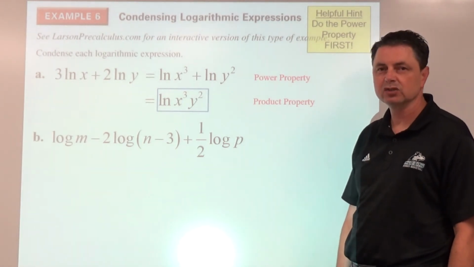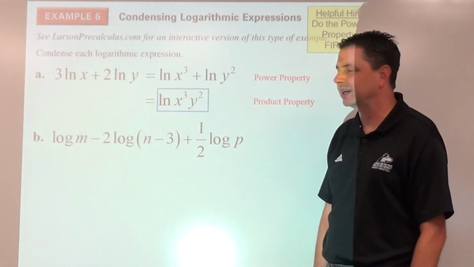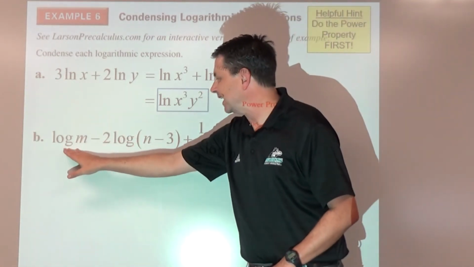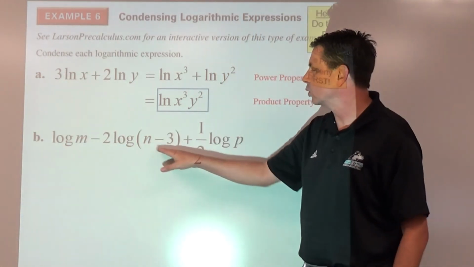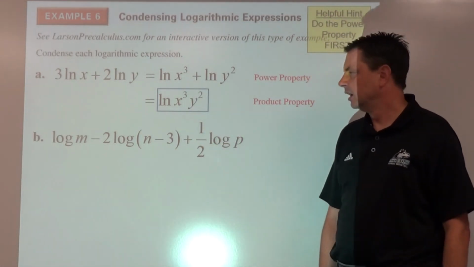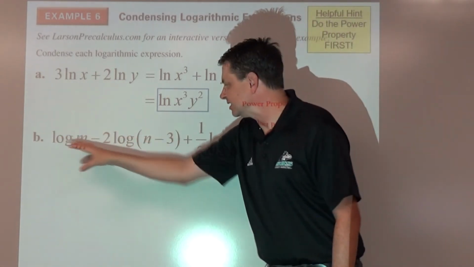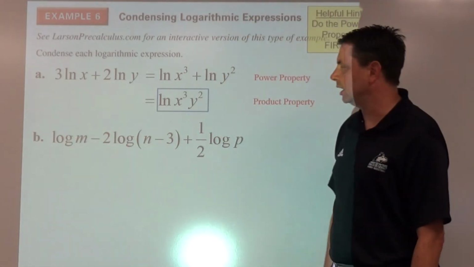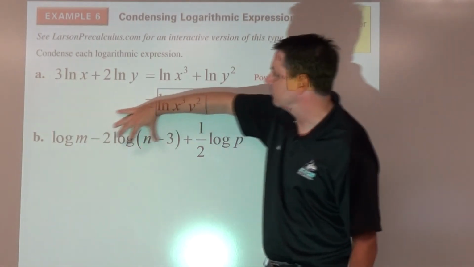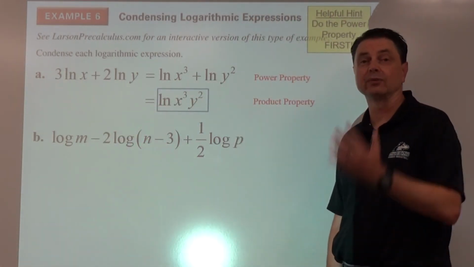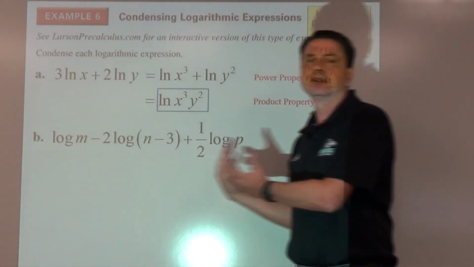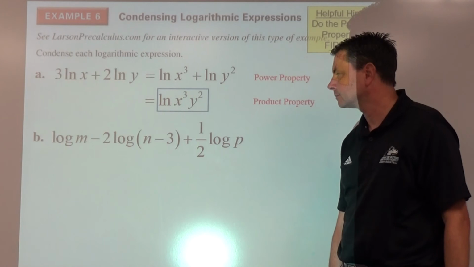Part B, this one's pretty challenging. So I need to pause, think about some things at different times. Log m minus 2 log of the quantity n minus 3 plus 1/2 of the log of p. And the issue here probably is the order that things are going on in. It's probably best if we have all the minus stuff go at the end. So you may want to rewrite it in that format where all the positive logs are at the front and all the negative logs are in the back.